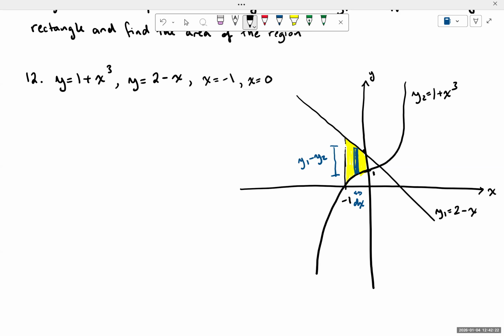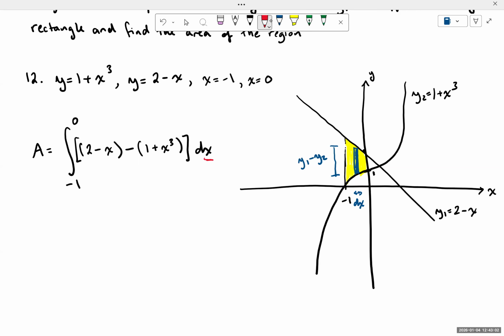So the area then is going to be, because I know I'm integrating with respect to x, I'm going to go from -1 to 0 of y1 minus y2. So this is 2 minus x minus 1 plus x cubed. Okay, so that's my integral. Now we all know how to do this integral, and I'm going to do it in a second, but let me just say, why did we choose to integrate with respect to x instead of y?